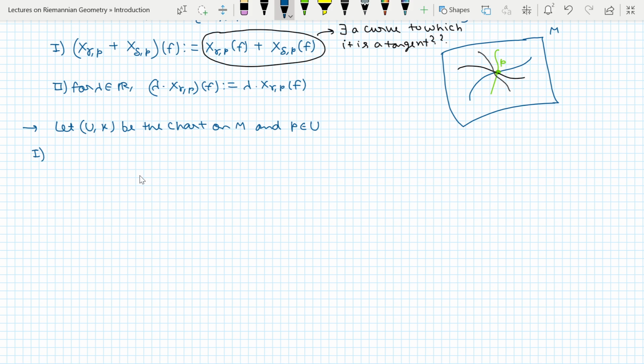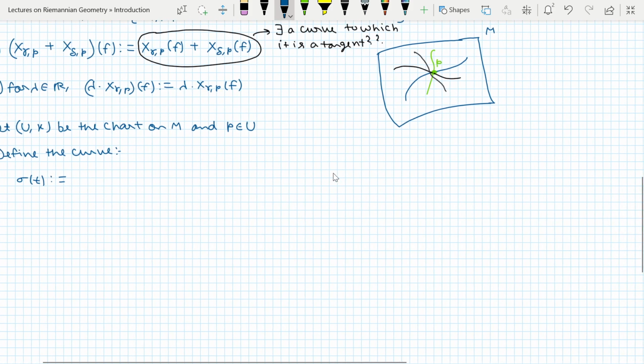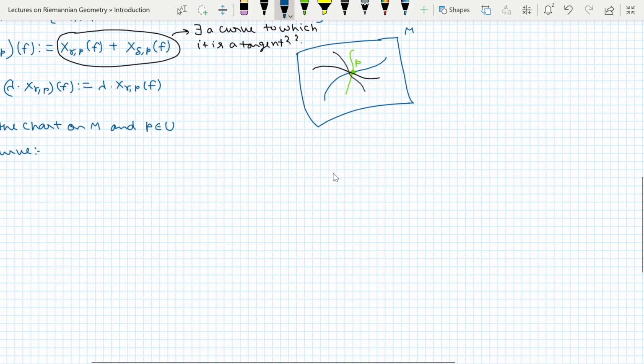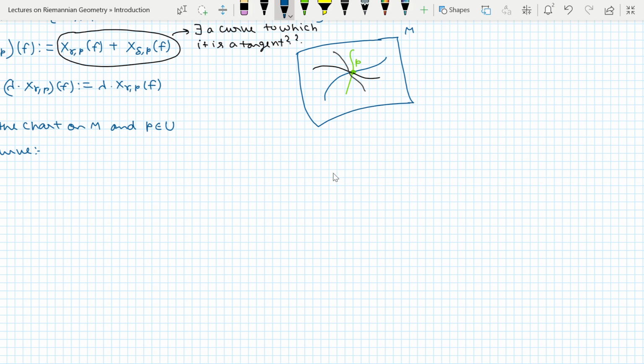So first I am doing it for the first one, vector addition. For the second one it is quite simple, but for the first one, we just need to understand a little bit. Define the curve. Okay, if I directly write the expression for the curve, you will be like, where the hell did that thing come from? So let me do a little bit of rough work so that you can understand what's going on.